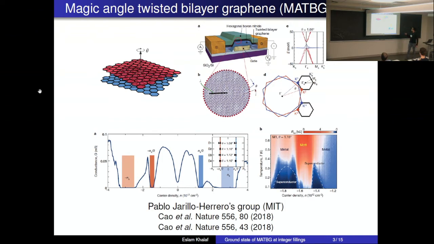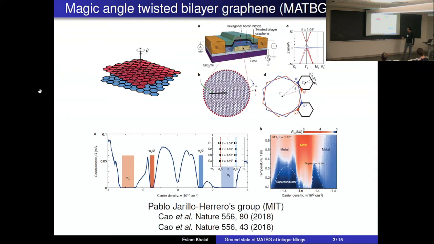Since we have 2 bands per spin per valley, this means we have a filling that goes between 0 and 8. Typically, we use the charge neutrality point as a reference, so we use a filling that goes between -4 and +4. For example, this figure is from Pablo's group at MIT for the first paper. They measure the conductance as a function of carrier density controlled by applying the gate voltage.